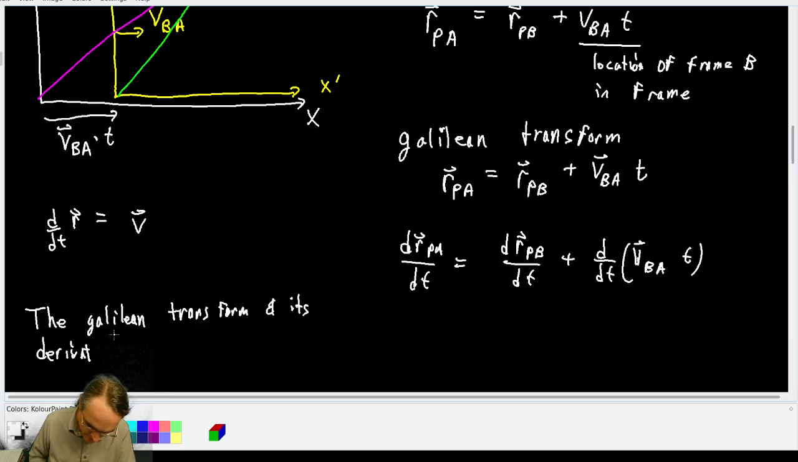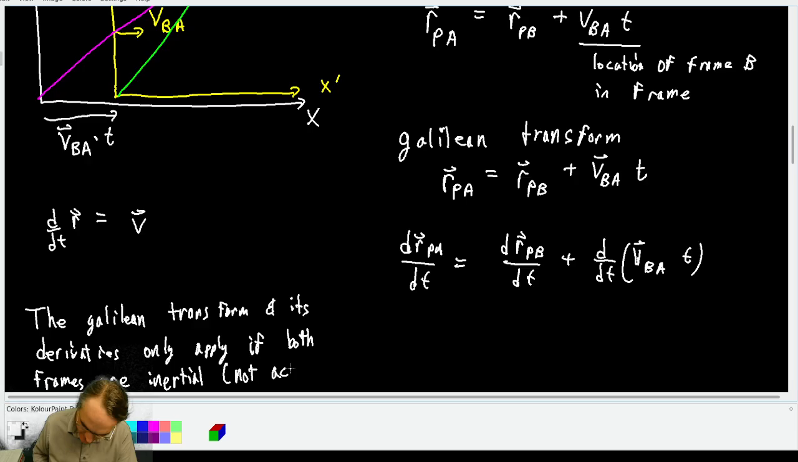So the Galilean transform and its derivatives only apply if, not of, if both reference frames are inertial, which means not accelerating.